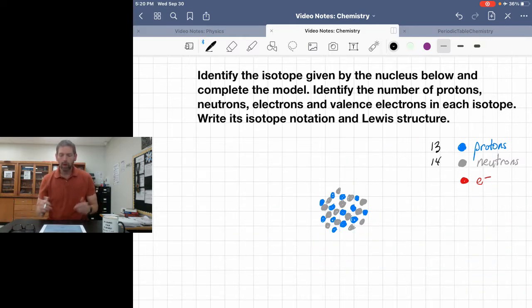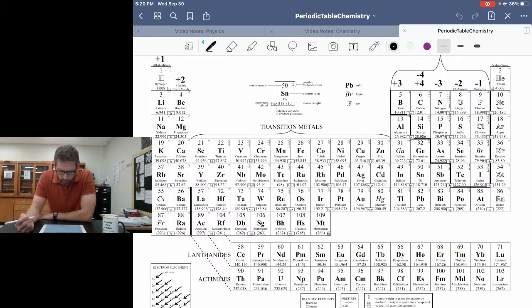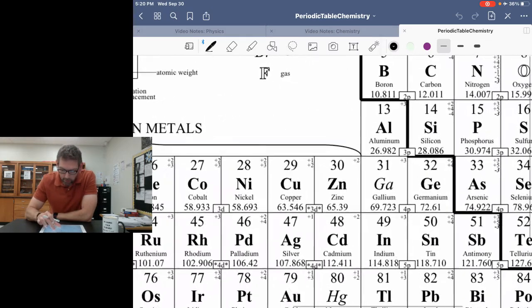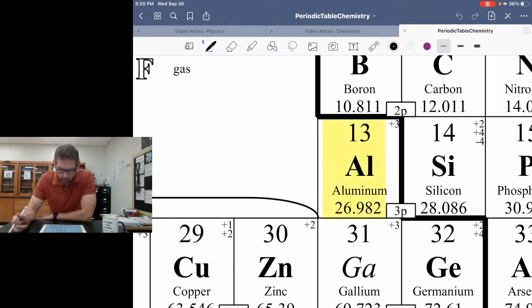So we've got 13 protons. So obviously, what do we need? We need a periodic table. I happen to have one here, the same one that we use in class. We go to the periodic table, and we can see atomic number 13. Let me zoom that in for you. You can see atomic number 13. That's aluminum.